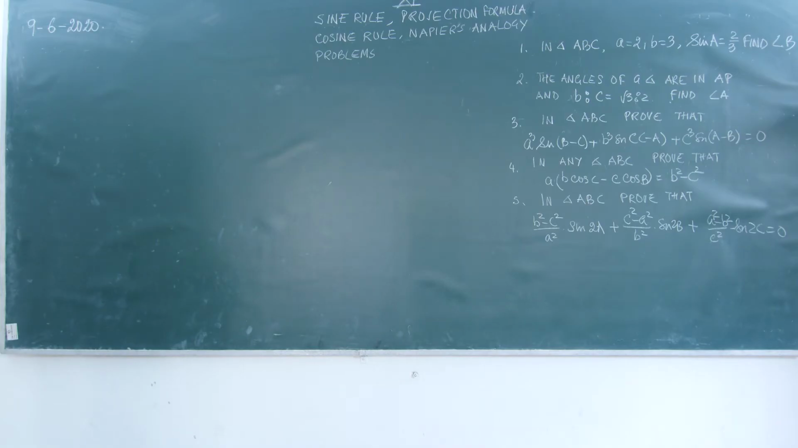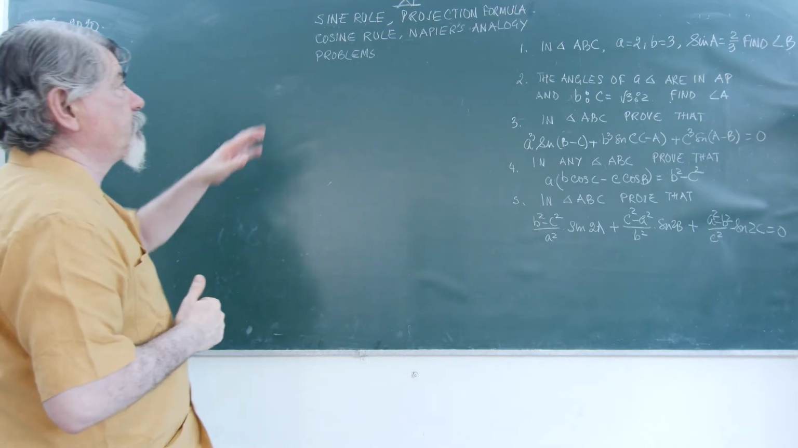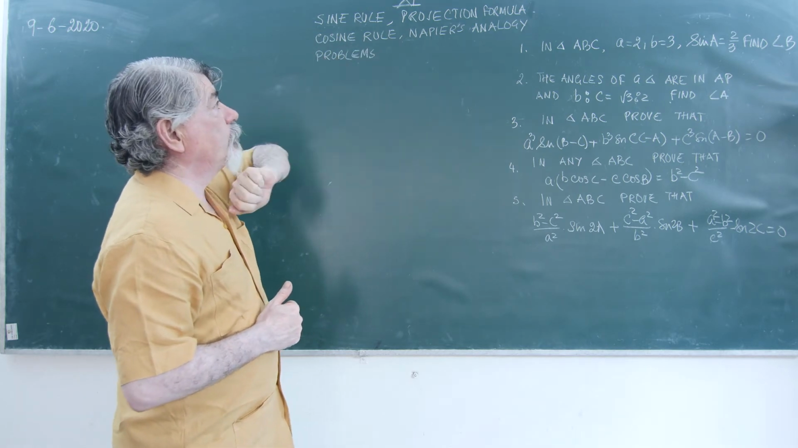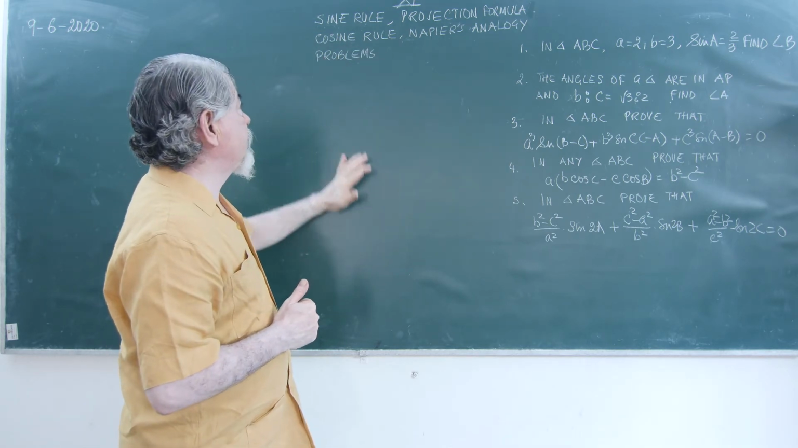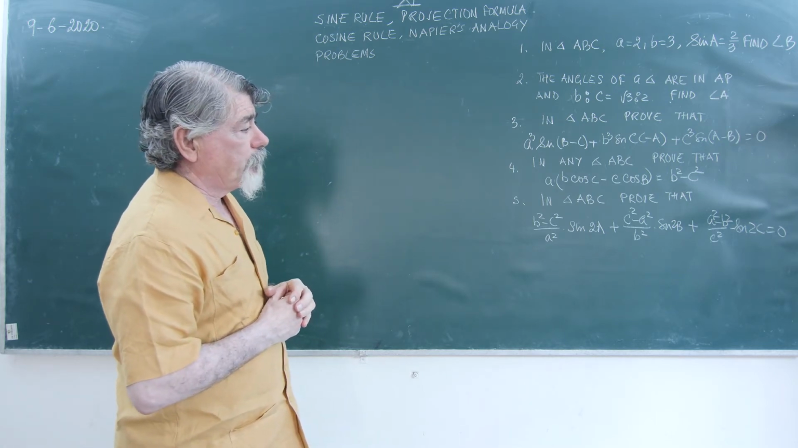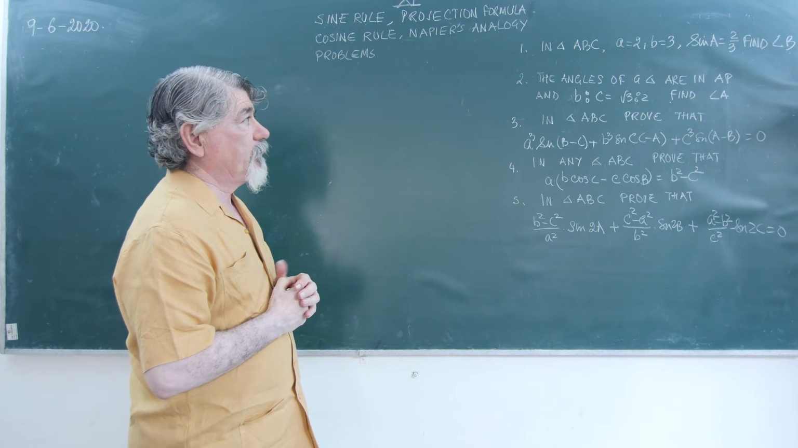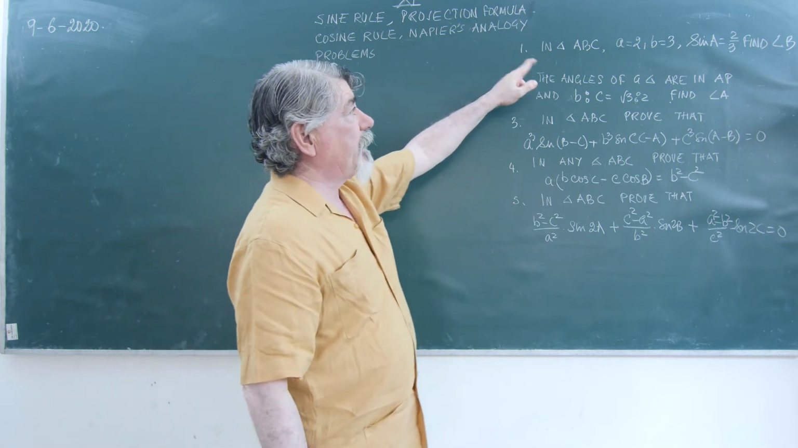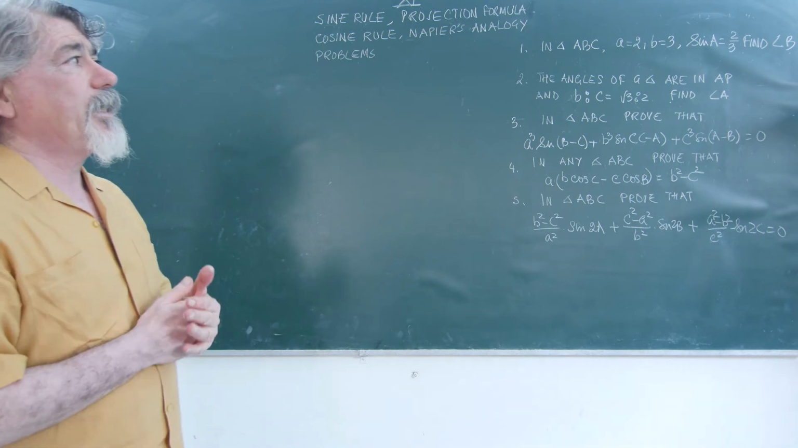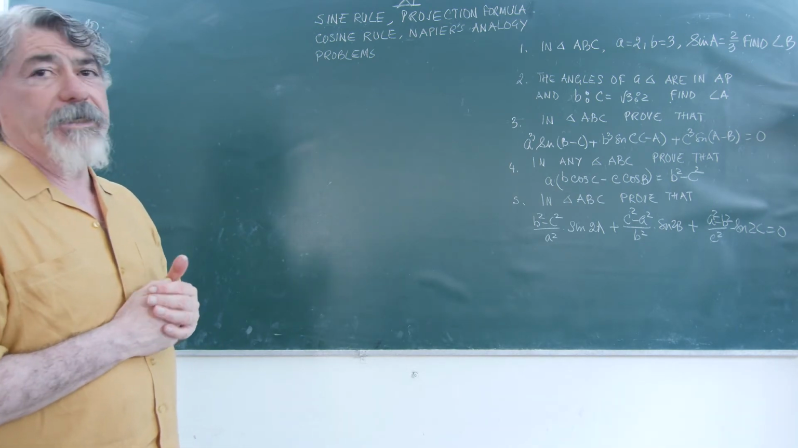Now let's look into some of the problems which I have written based on these rules: sine rule, projection formula, cosine rule, Napier's analogy, and the area formula. The first question says: in triangle ABC, a is equal to 2, b is equal to 3, and sin A is 2 upon 3, find angle B.